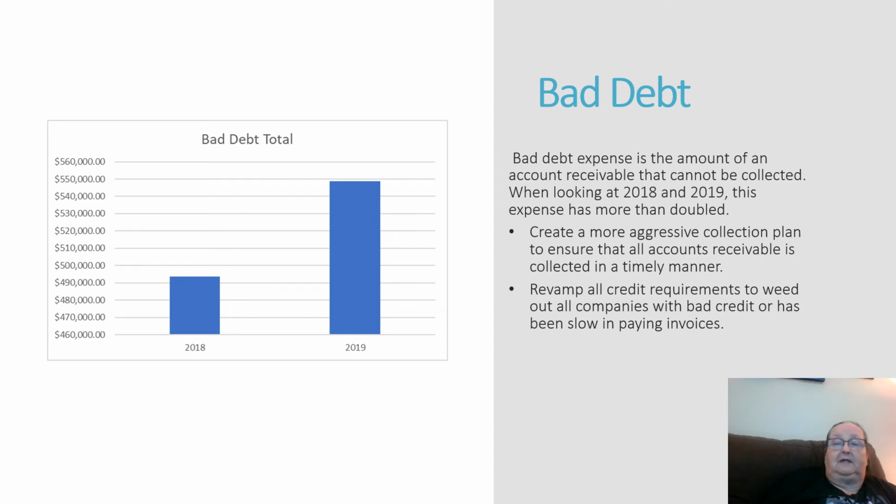The first thing that we need to do is create a more aggressive collection plan to ensure that all accounts receivable is collected in a timely manner. We also need to revamp all credit requirements to weed out all companies with bad credit or that have been slow in paying their invoices to alleviate this problem before it even begins.